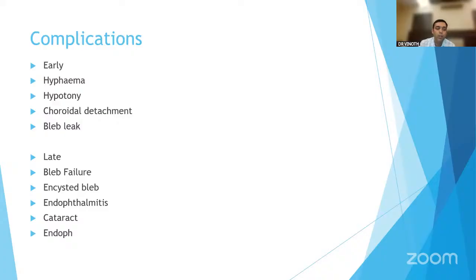And what are the late complications? Bleb failure, encysted bleb. Always make sure that Tenon's is properly dissected, making way for the posterior flow, and make sure the flow is uniformly unidirectional in all ways. And endophthalmitis can happen, and cataract is also one of the late complications.